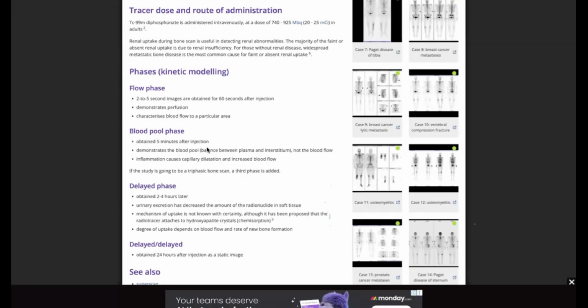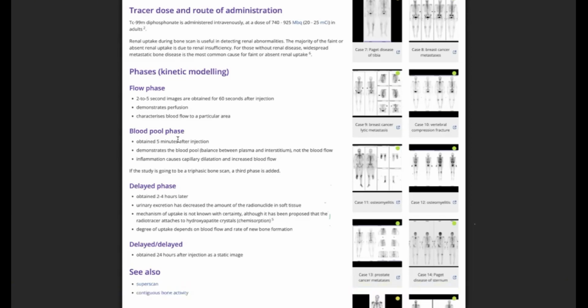In dynamic, we have three phases: flow phase, blood pool, and delayed. Any uptake in the flow phase means increased perfusion, increased blood vessels in the bone, either from stress fracture or osteomyelitis. This is blood flow to a particular area. Then the blood pool phase is obtained at 5 minutes. This is due to inflammation.